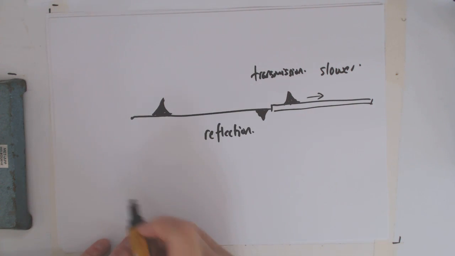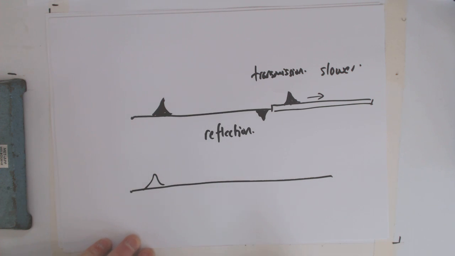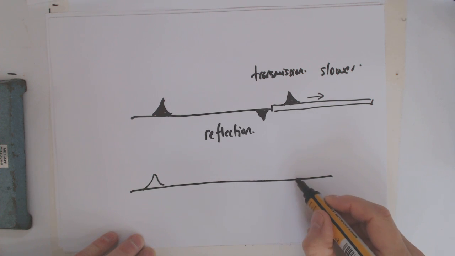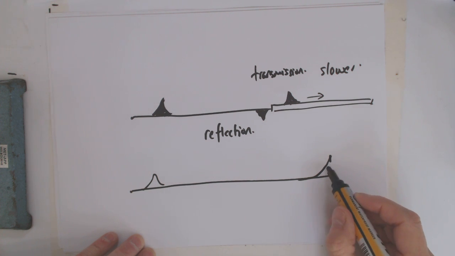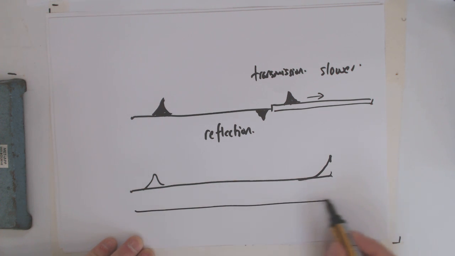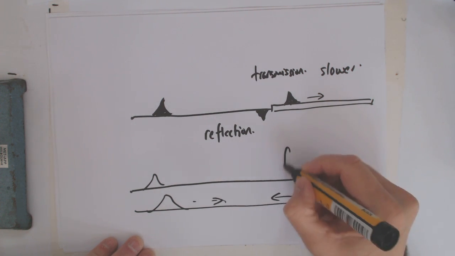Now if we don't have anything, we just have a free end and we have our pulse, then the free end behavior is that this will just flick up in the air and then it will flick down and the pulse will come back the other way. So now we've got that pulse going that way and that pulse going that way. So this is free end.